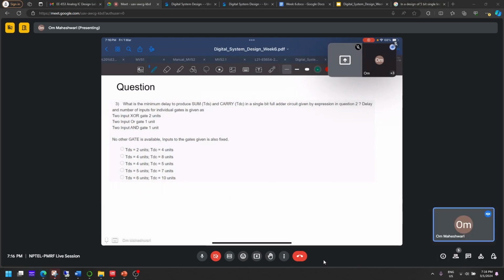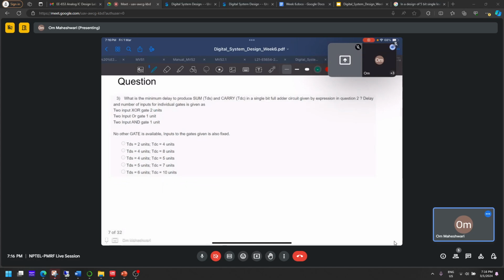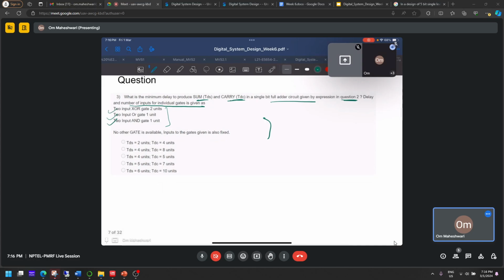Okay. So, the next is, what is the minimum delay to produce sum and carry in a single bit full adder circuit given by the expression in question 2? Delay and number of inputs for individual gates is given as this. So, for this, let us make the circuit again. We have 2 input XOR, 2 input OR, and 2 input AND gates only.